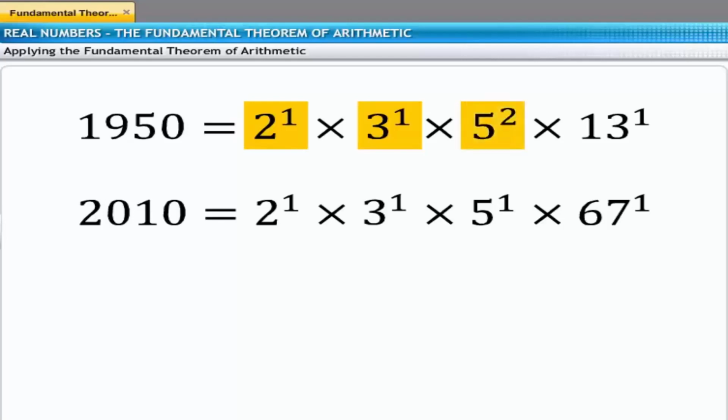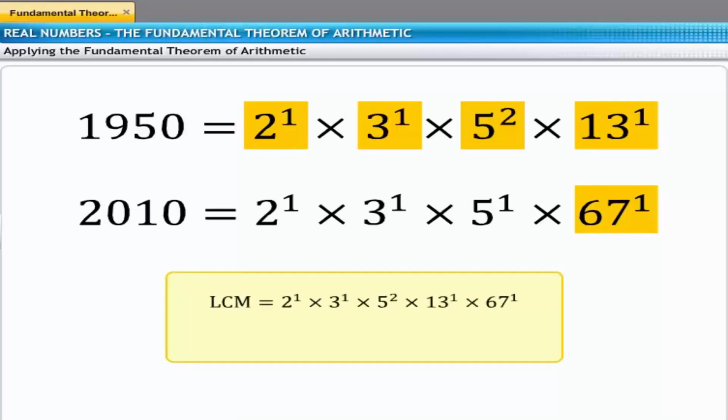The power of common factor 5 in the prime factorization of 1950 and 2010 is 2 and 1 respectively. We will use the power of 2 in calculating the LCM since 2 is the greatest power of 5. The remaining prime factors 13 and 67 in the prime factorization of the two numbers appear in the power of 1 in the LCM. Thus, the LCM of the given numbers is 2 into 3 into 5 square into 13 into 67, or 1,30,650.